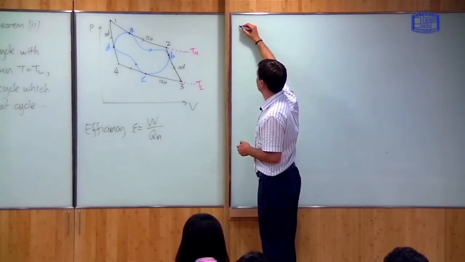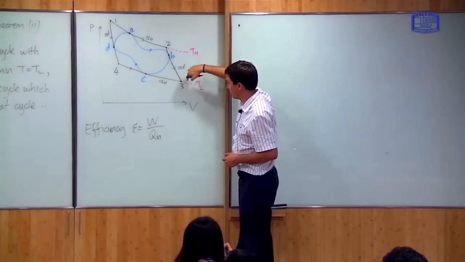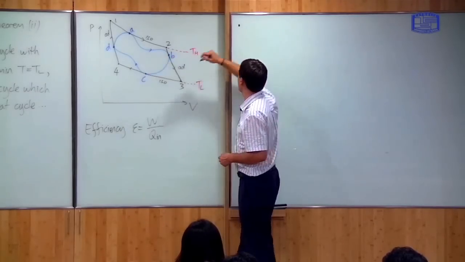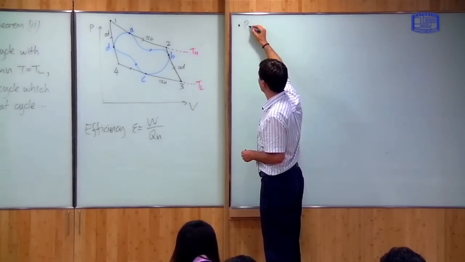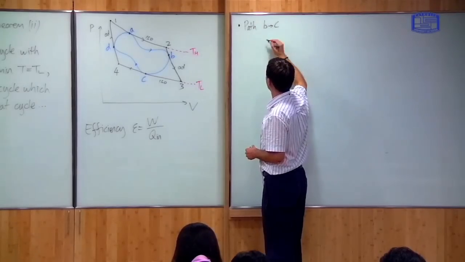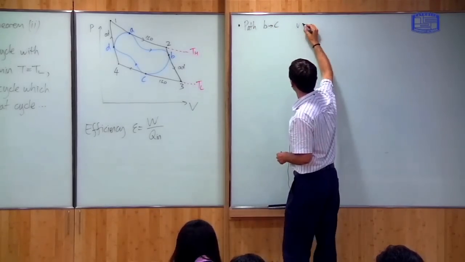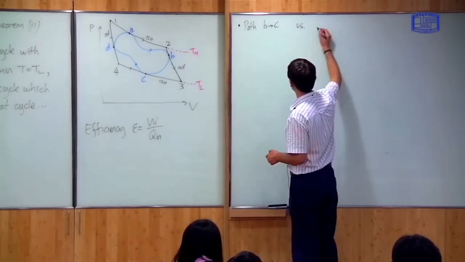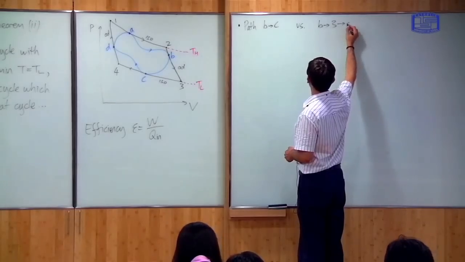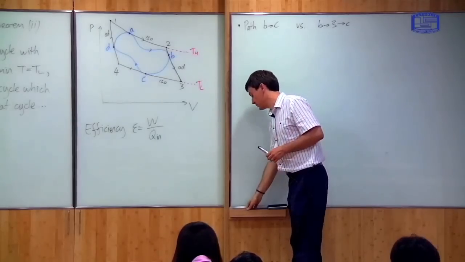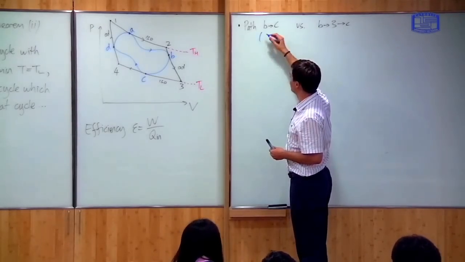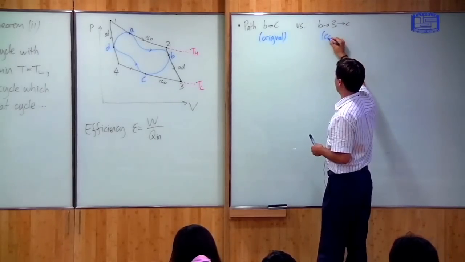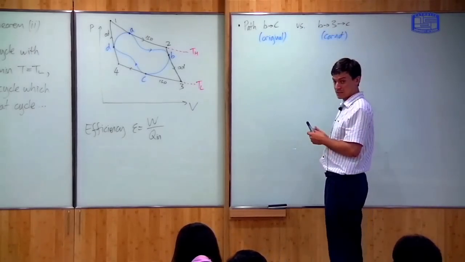Okay, so first of all, let's look at this part of the diagram. There are two different ways of going from B to C. We can either do BC, so this is the original heat cycle, or we can do the path which goes B to 3 to C. As I've written it, this is the original heat cycle, B to C, and this is the Carnot cycle, B to C.